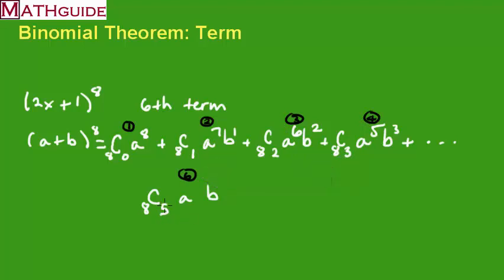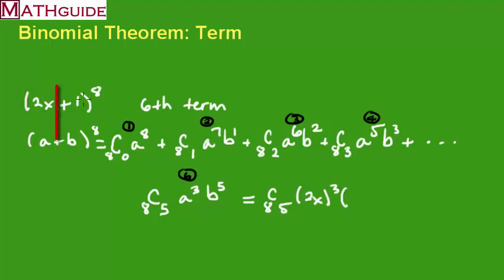I know that this second number is always going to match the power on the b. And I also know that these two exponents are going to add up to the power to which we're expanding, so that has to be a 3. All right, so this is what the term is going to look like. The last step is to substitute our a and our b. We know that a is really just equal to 2x, so I'm going to replace that a with 2x.